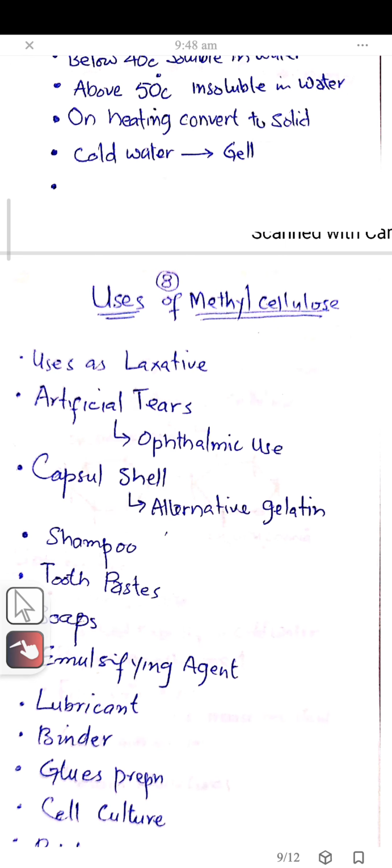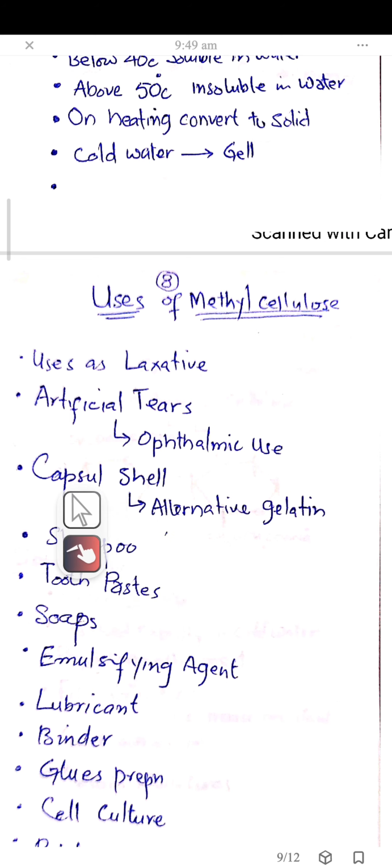Now let's come towards the uses of methyl cellulose. It is used as a laxative. Mostly it is used as artificial tears in ophthalmic use, and for capsule shells, as an alternate of gelatin.